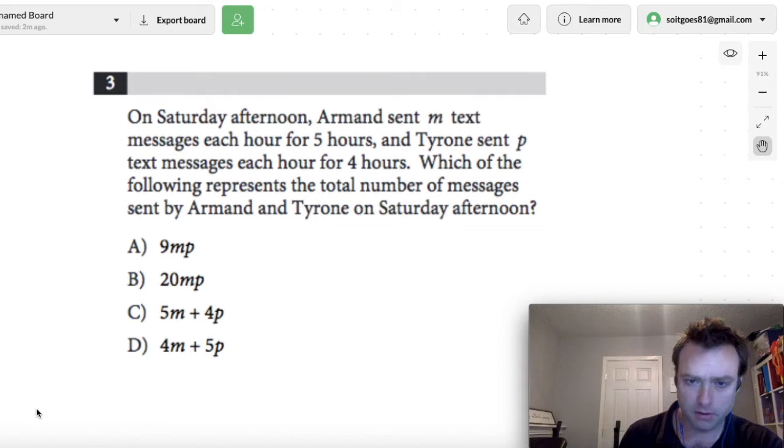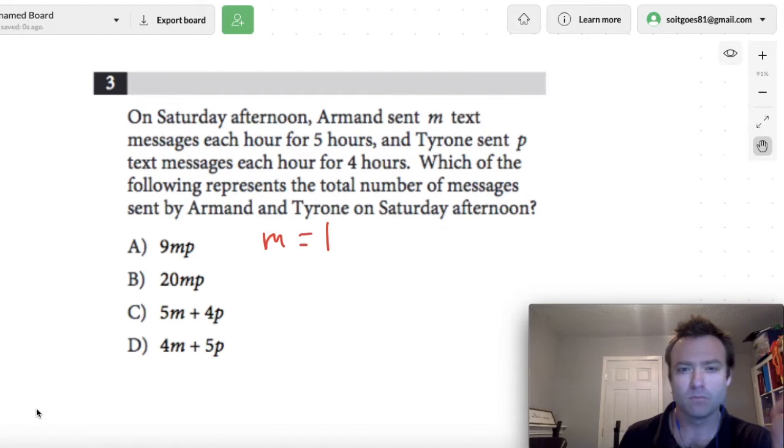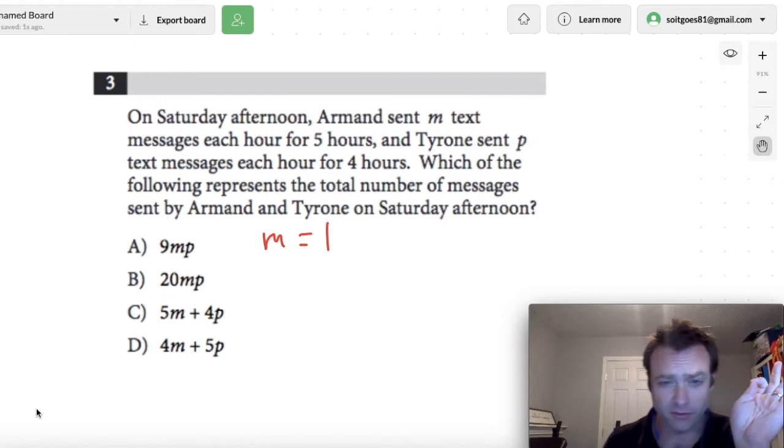Let's make M equal 1. So this means now, Armand didn't send M text messages each hour for 5 hours. He sent one text message each hour for 5 hours. Does that make sense? Yes.